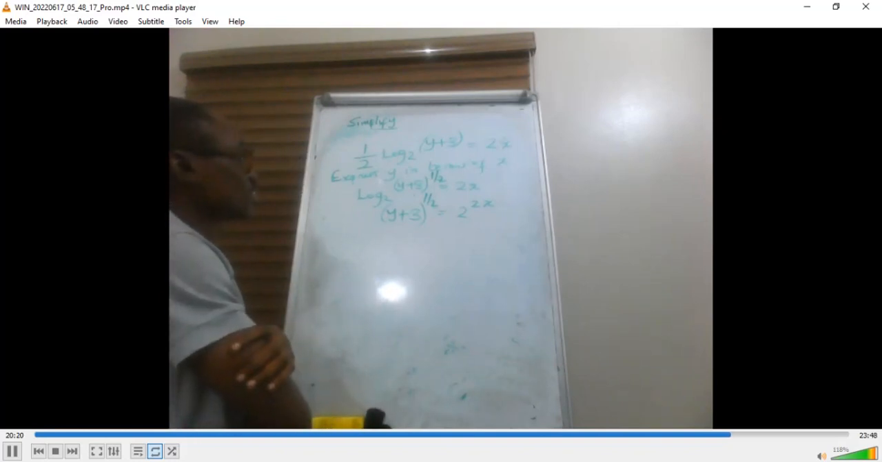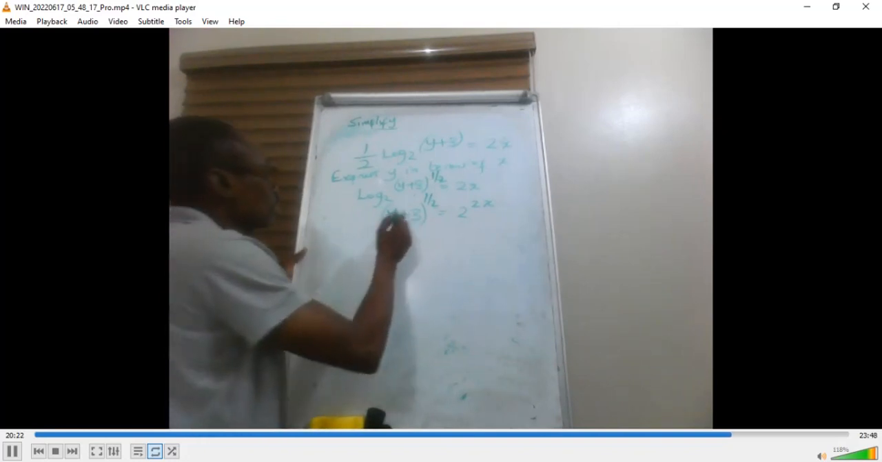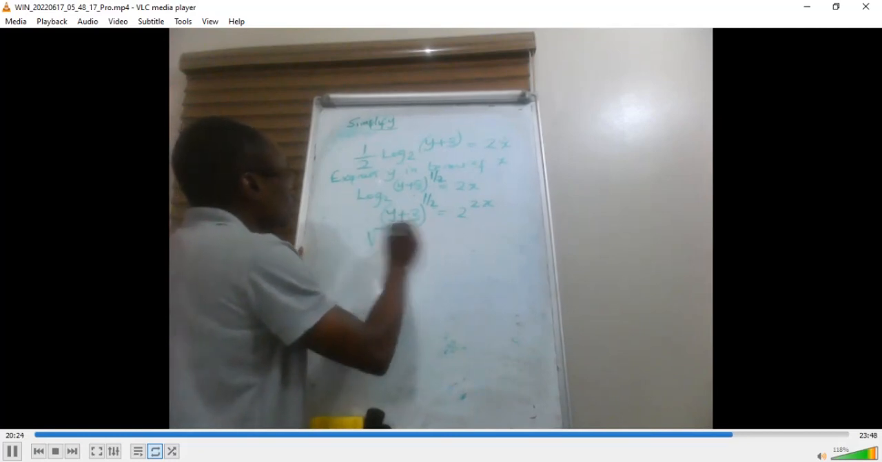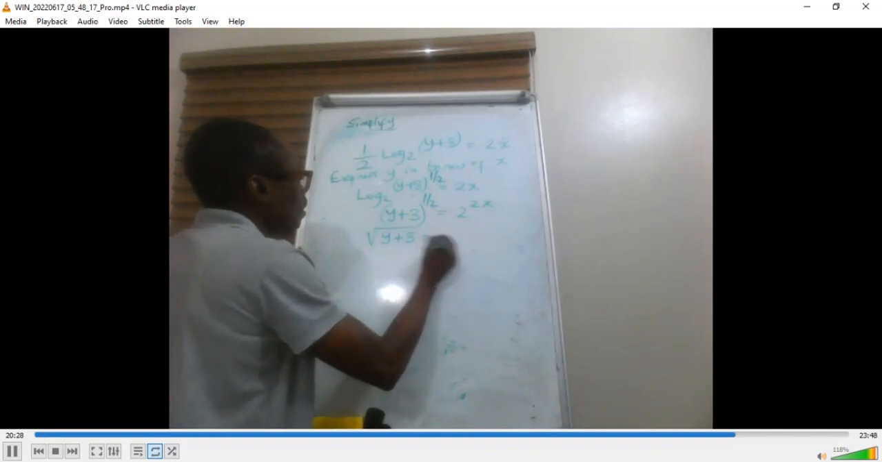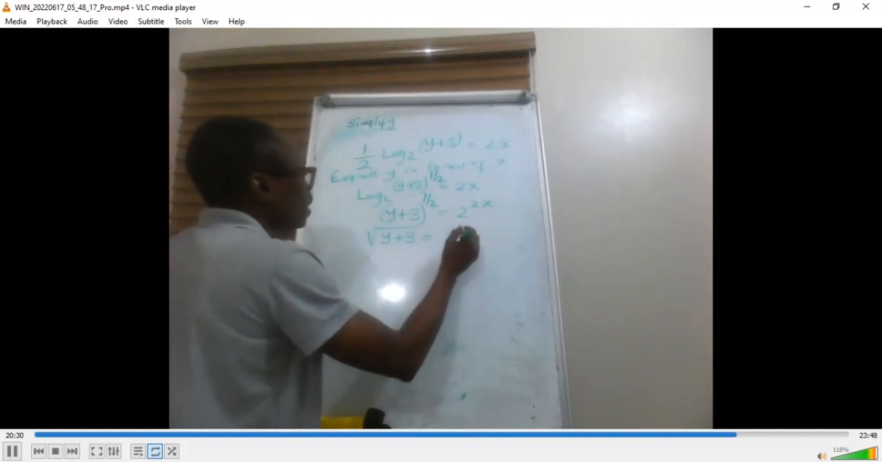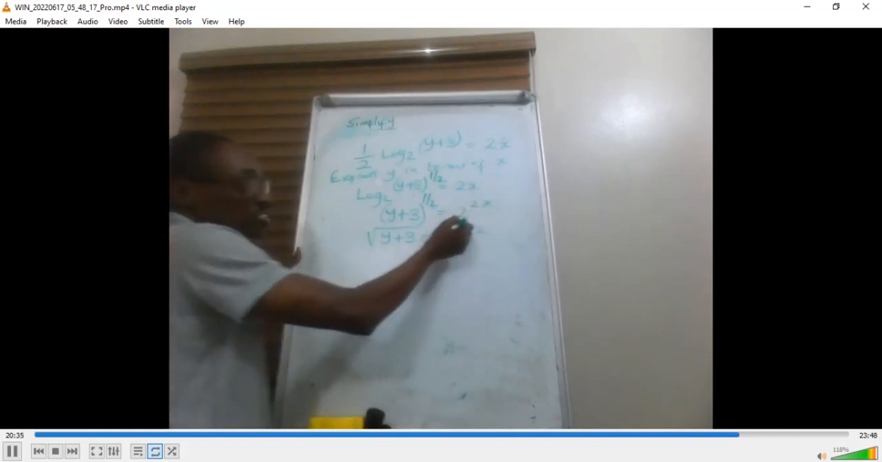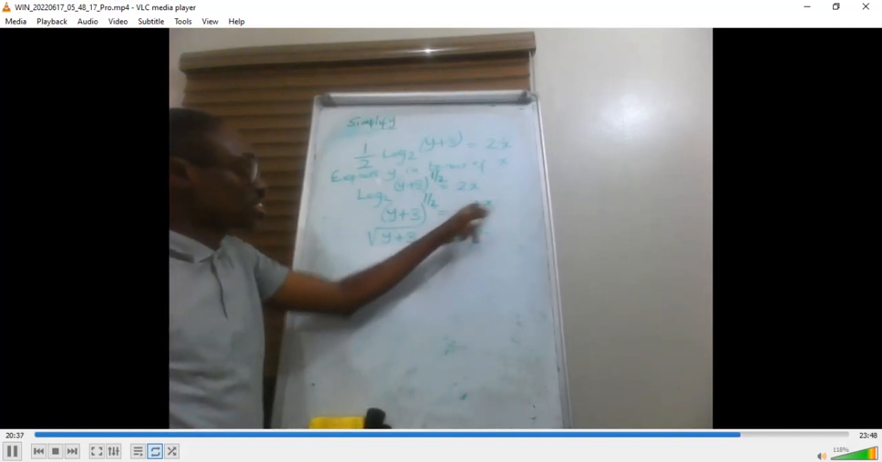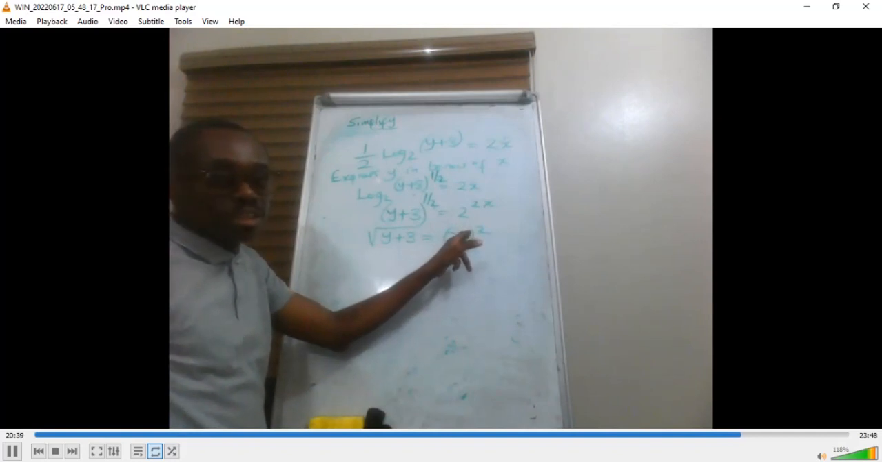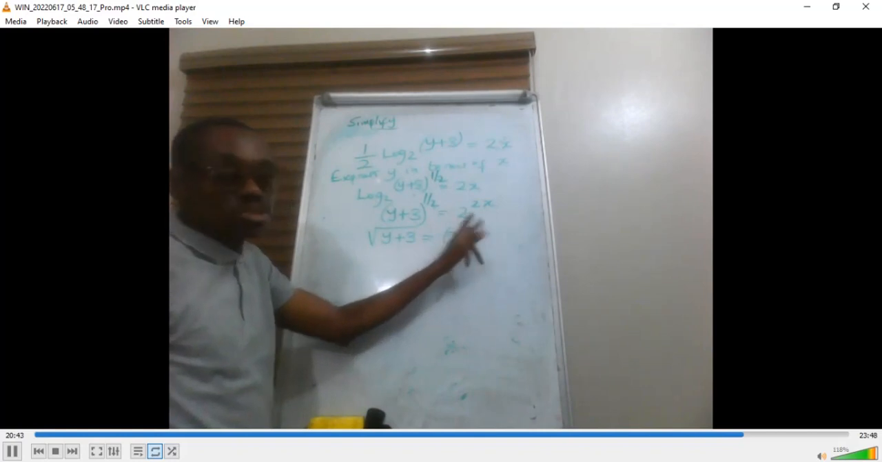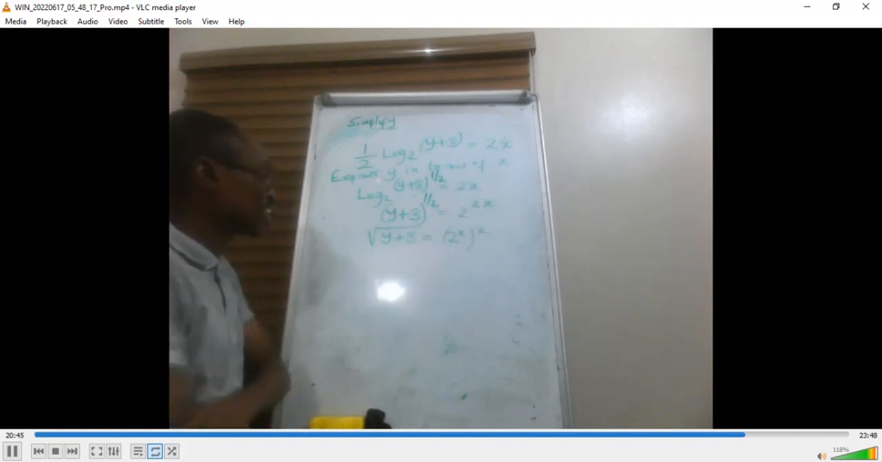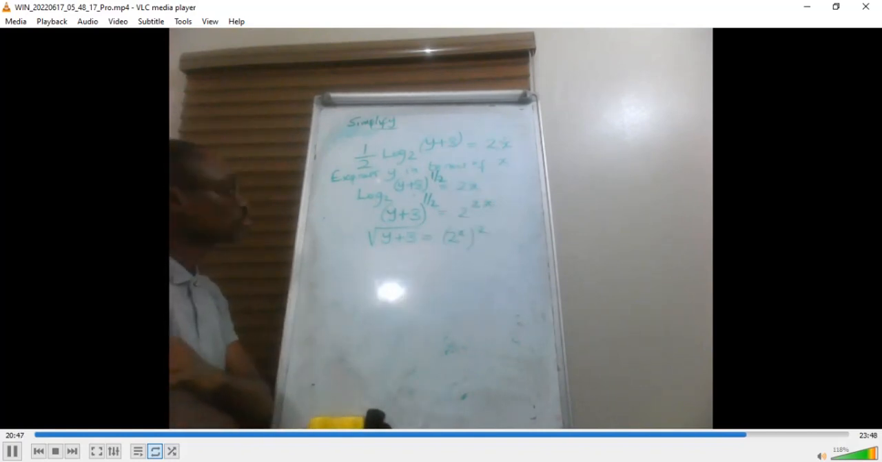So this is the same thing as the square root of y plus 3 equals 2 raised to power x. We can actually write this as this. Bring the x into the bracket and keep the 2 outside. These are still powers, 2 times x, 2x. It's still the same thing written in another way.